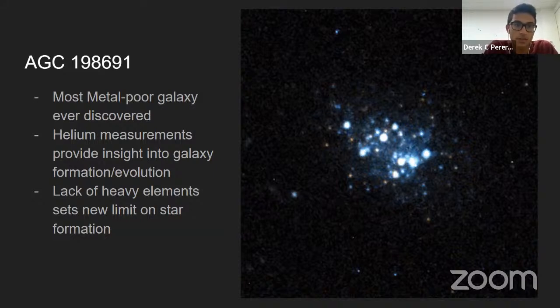And as a fun fact, this galaxy was actually discovered by a team that included one of the University of Minnesota's own, Evan Skillman. So there's a little bit more of a personal nature for this galaxy.